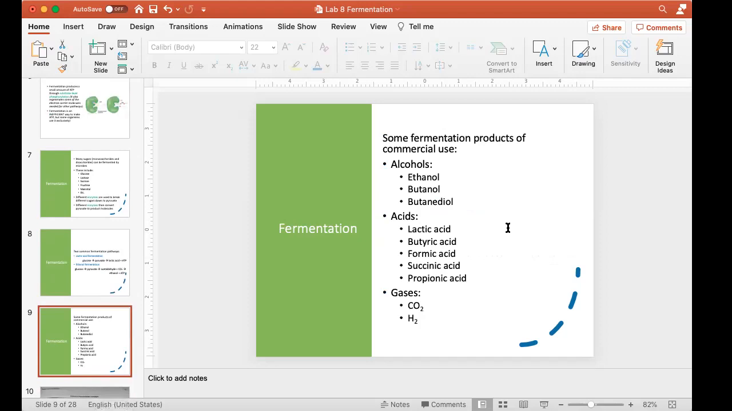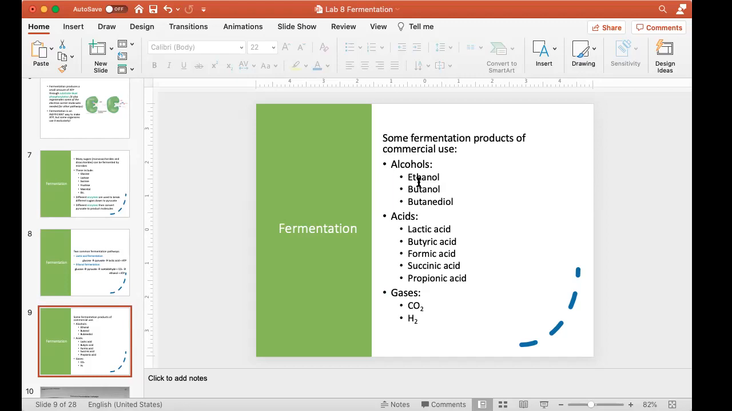In your textbook, there's some good information about all of the different types of fermentation that occur in microbes. I've listed some of the most commonly harvested products of fermentation. In other words, the products that microbes make that humans sell commercially. So, of course, ethanol as the alcohol that we drink, but also alcohols like butanol and one called butane diol. These have industrial applications.